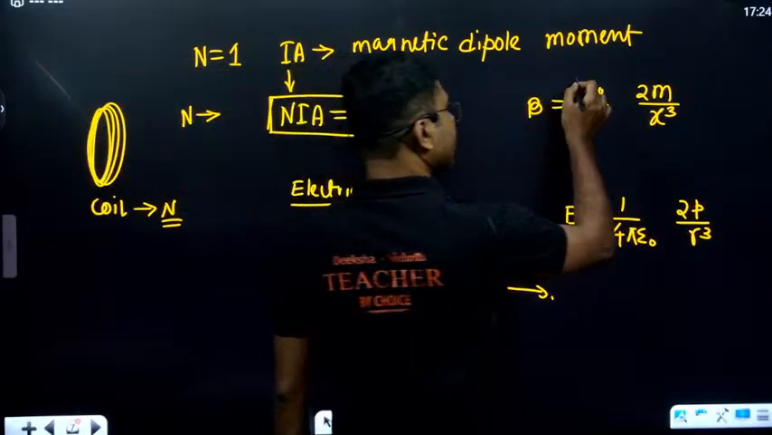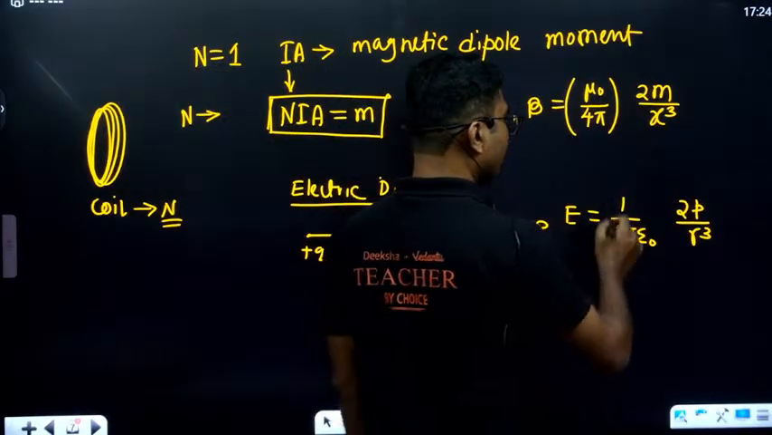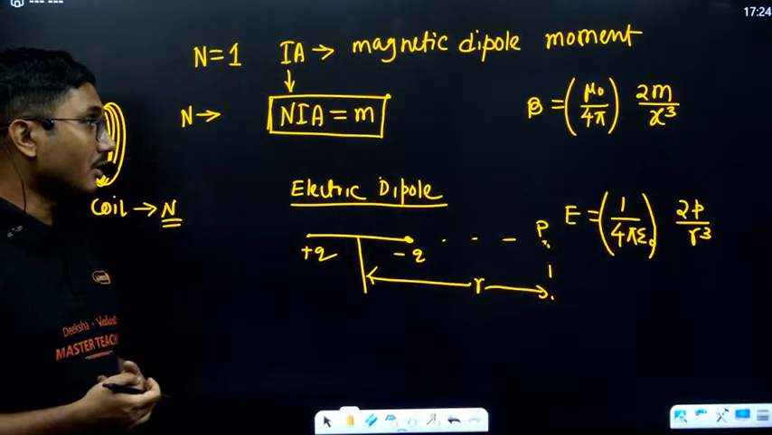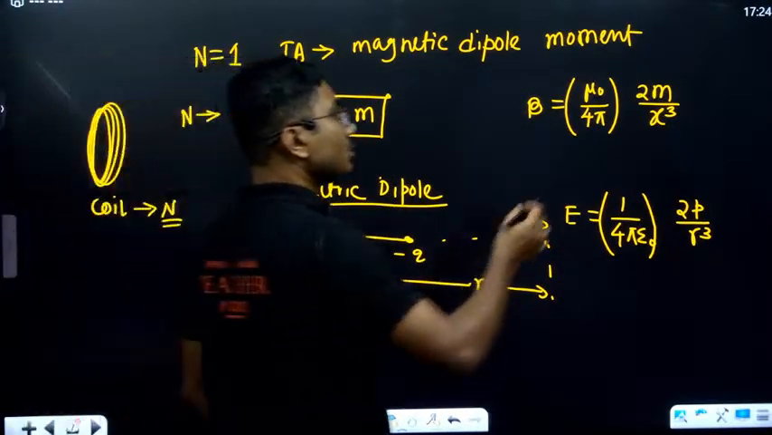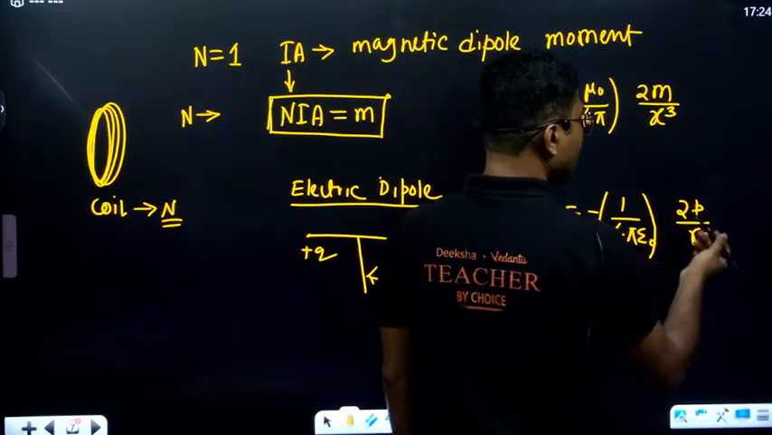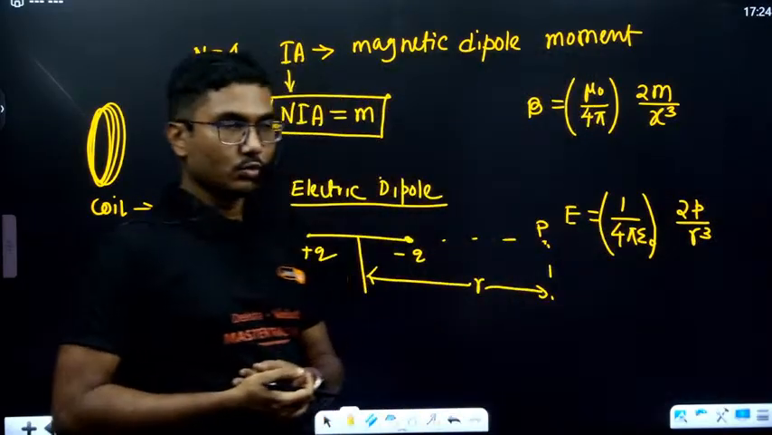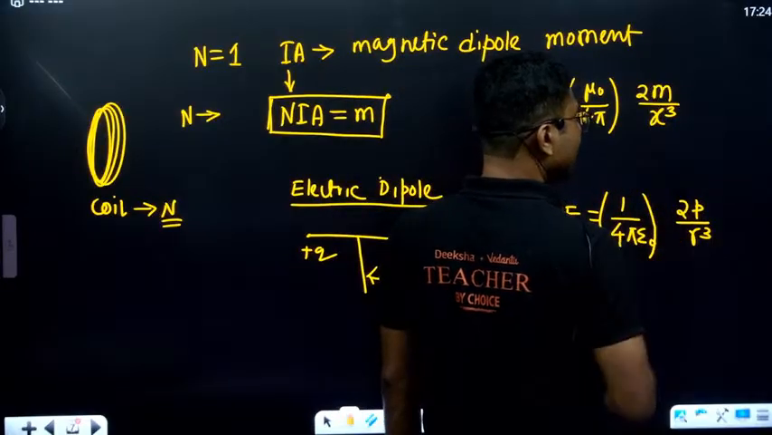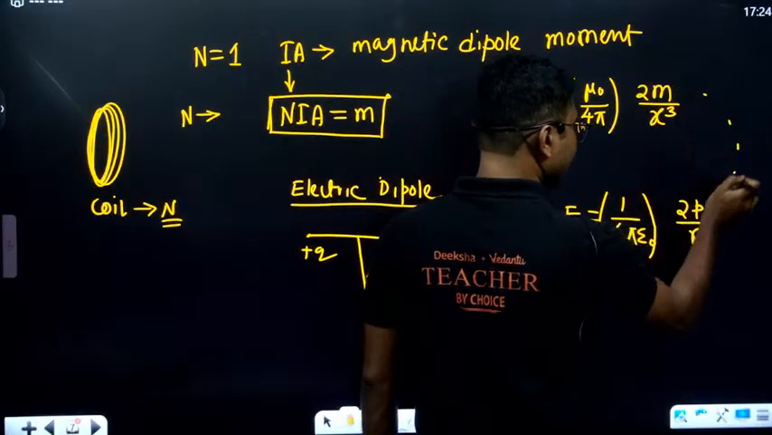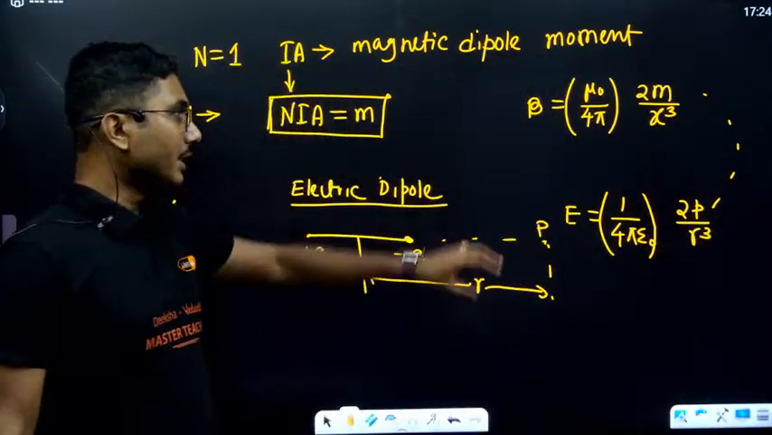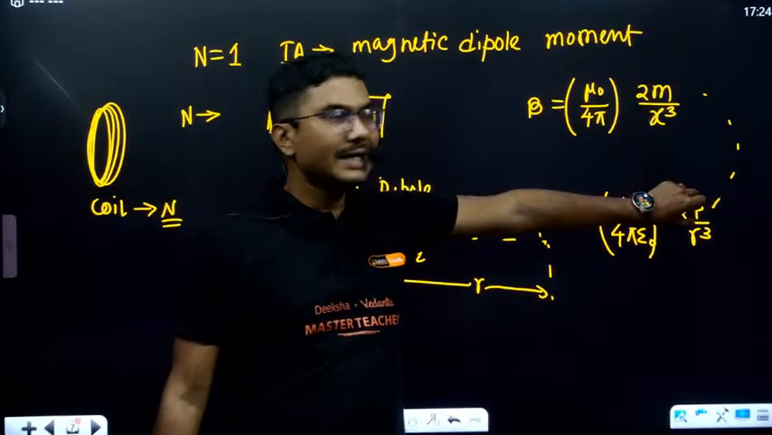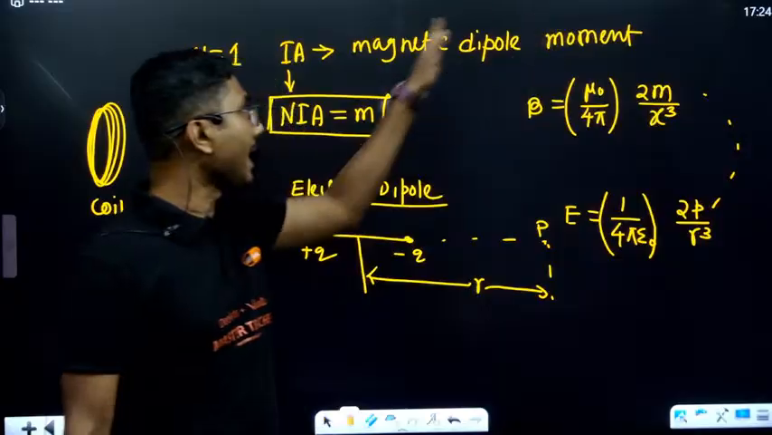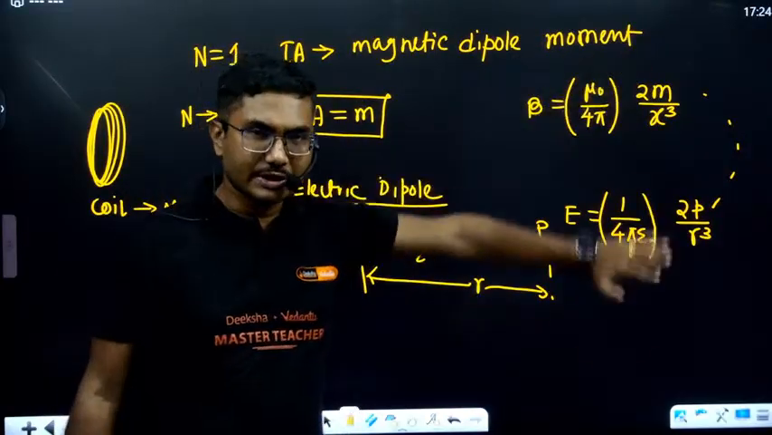Here the constant is magnetic constant mu naught by 4 pi. Here it is the electric constant 1 by 4 pi epsilon naught. Here it is 2m by x cube. Here it is 2p by r cube. So here x is the distance, here r is the distance. That means these two quantities must be similar. It was called electric dipole moment. It is called magnetic dipole moment. So that is why we call this term magnetic dipole moment, just to compare it.